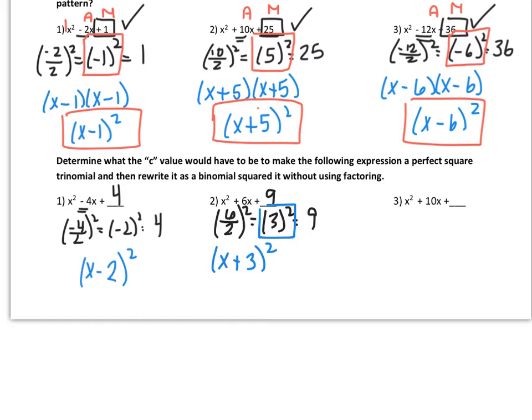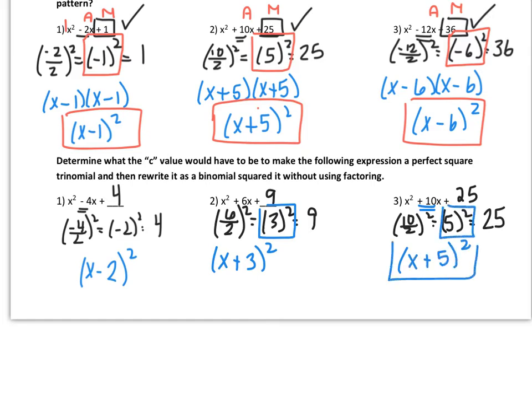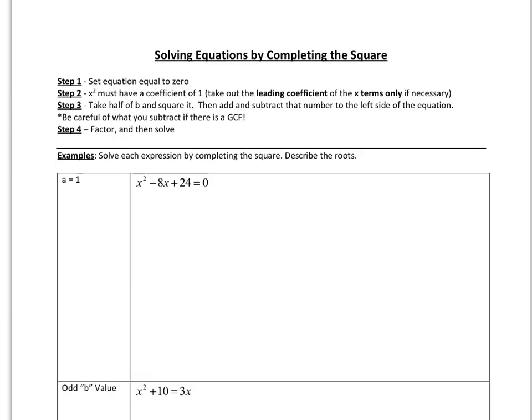All right, in the last one, we're going to take half of 10. And we're going to square it. So that is c. And again, if I want to factor it, I'll just take the part that has been halved, and that is my factor. Okay, now let's put all this information to use to actually solve some problems. All right, let's move on to the back.